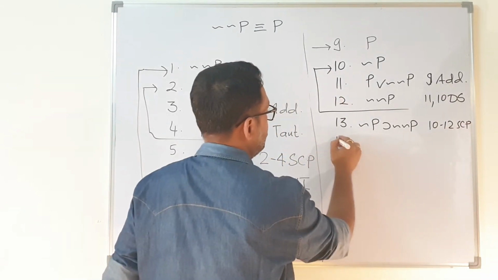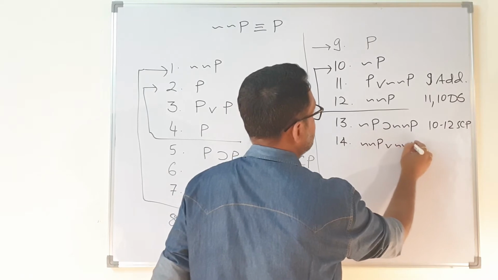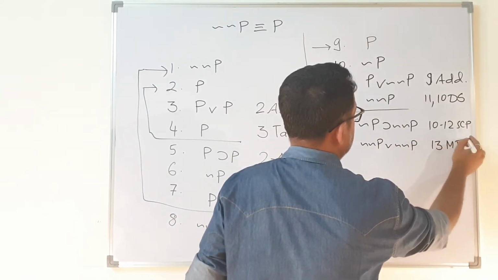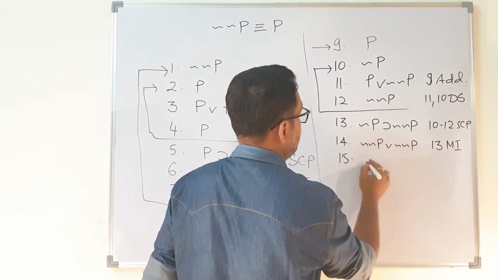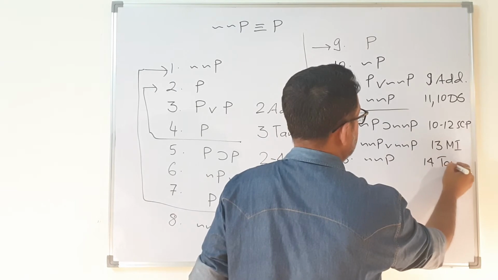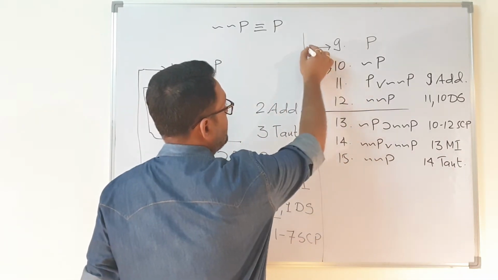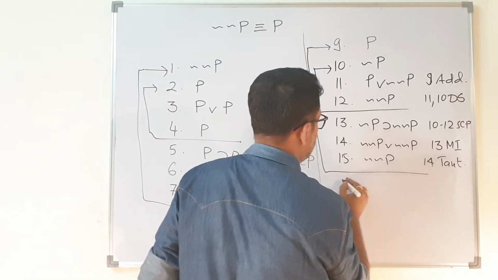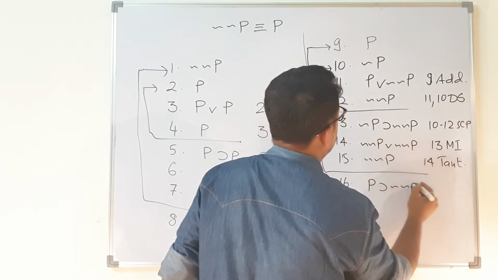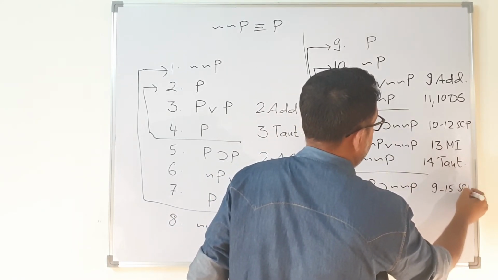Fine. Okay. Line number 14. Double negation P wedge double negation P. This is 13 material implication. On 15 double negation P because of 14 tautology. Right? Now you have got negation. You put the closure here. On line number 16, P implies double negation P. This is from 9 to 15 SCP.